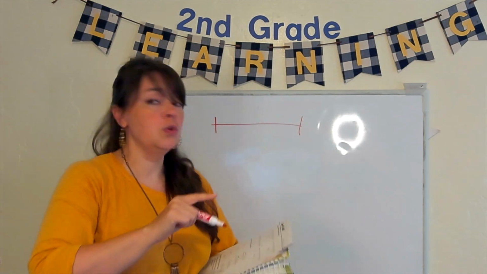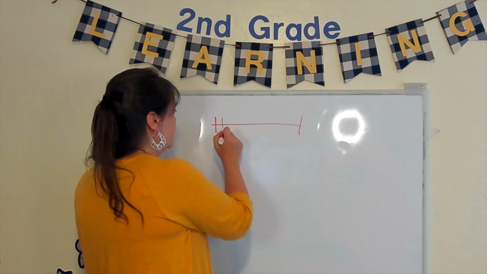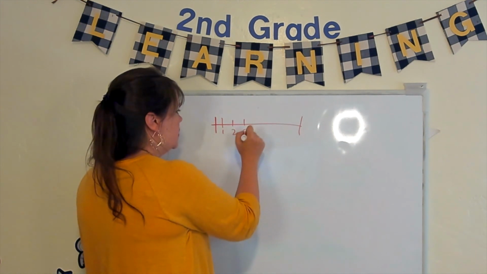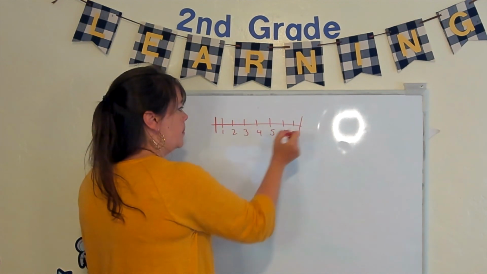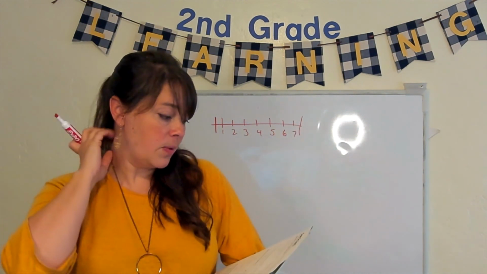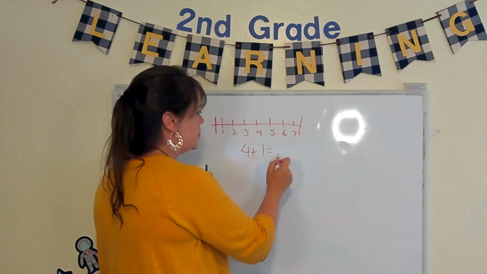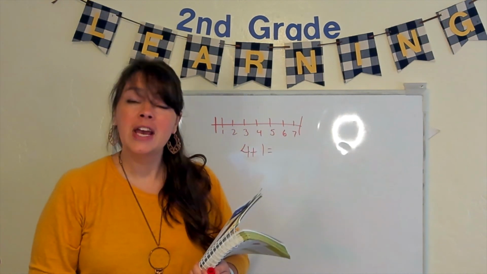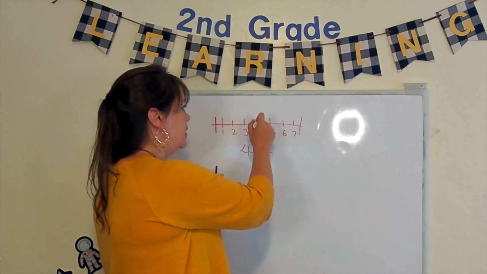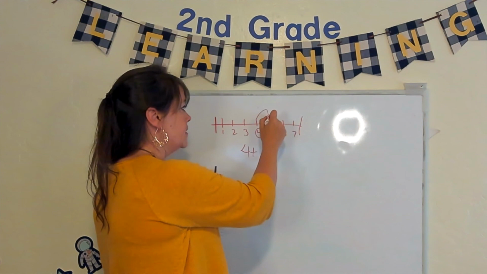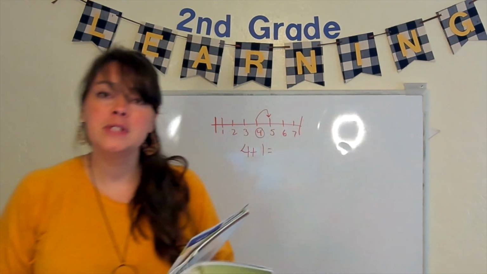It will ask you to draw the jumps, okay? So like number 1, we'll draw a number line. The first problem that you have on number 1 says 4 plus 1 equals, and then you're going to fill in the answer. Now to draw those jumps, you're going to start at 4 and jump 1. 4 plus 1 equals 5.